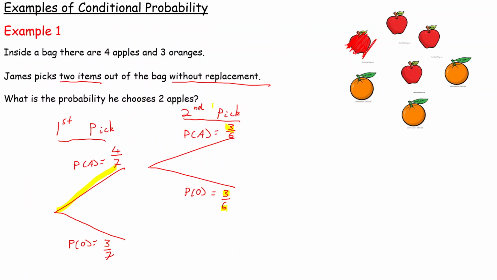Oops, didn't mean to do that. Let's go to these highlighter bits. There we go.